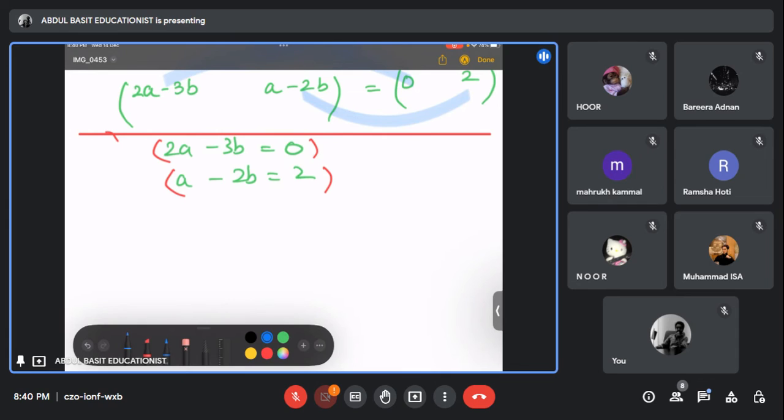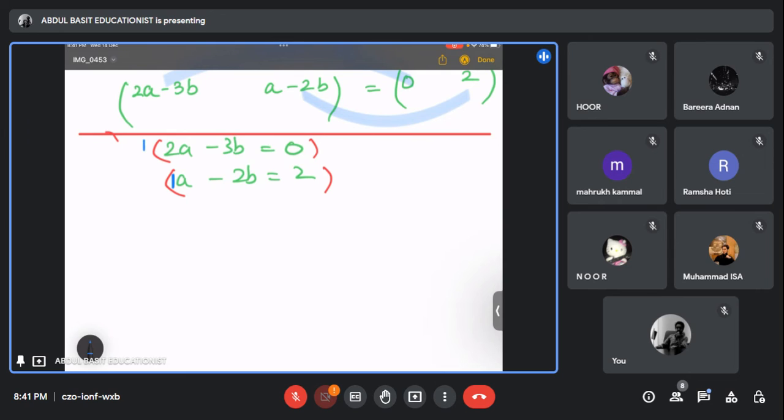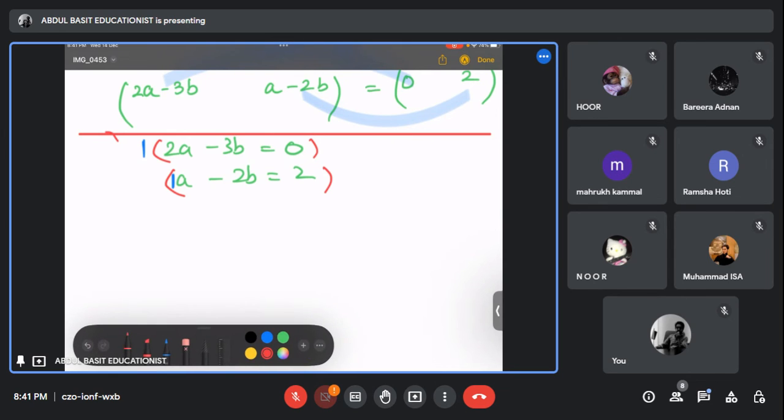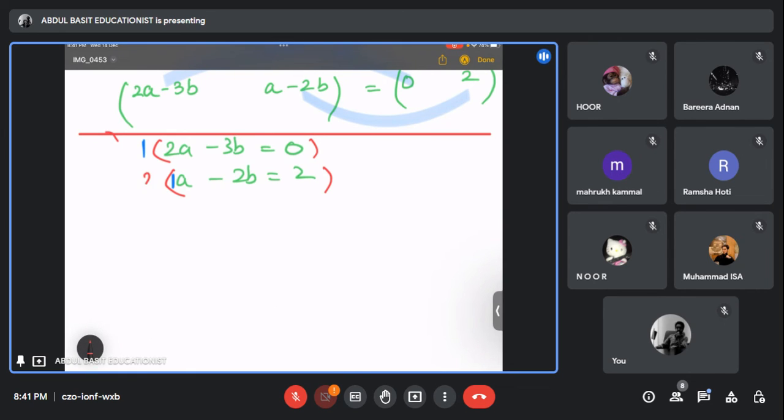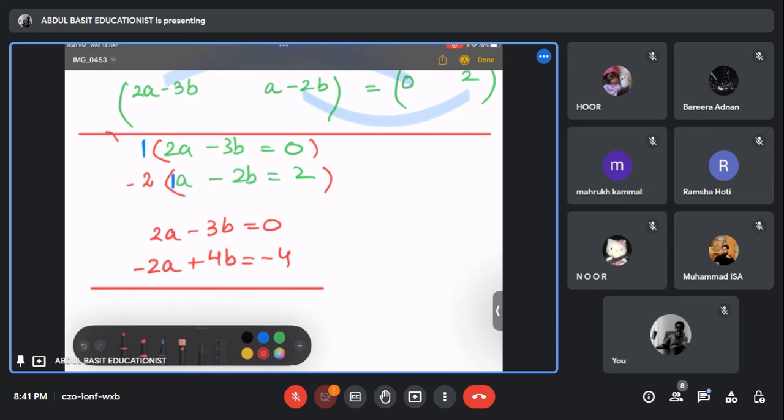Okay. Multiply the upper equation with the lower coefficient, that is 1, and multiply the lower equation with the upper coefficient, that is 2, but you have to keep one negative because you want to cancel it out. So 1 times 2, 1 times anything is the same, so the first equation remains the same, but the second equation you have to multiply with minus 2, so that would be minus 2a plus 4b is equals to minus 4, right Ramsha? Do you get this?